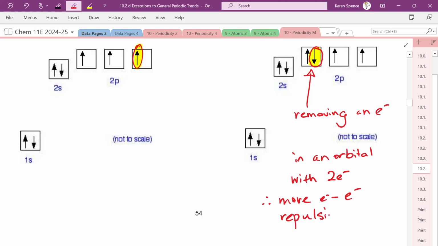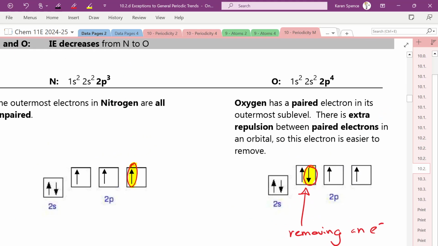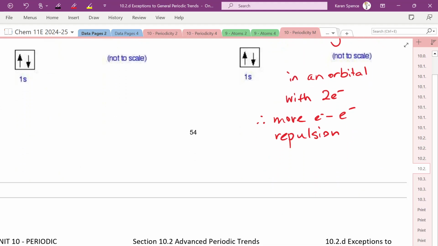I think I have this written right above, so you don't necessarily need to write it down. Yep, it has a paired electron in its outermost sublevel. There is extra repulsion between the paired electrons in an orbital, so this extra electron is easier to remove.